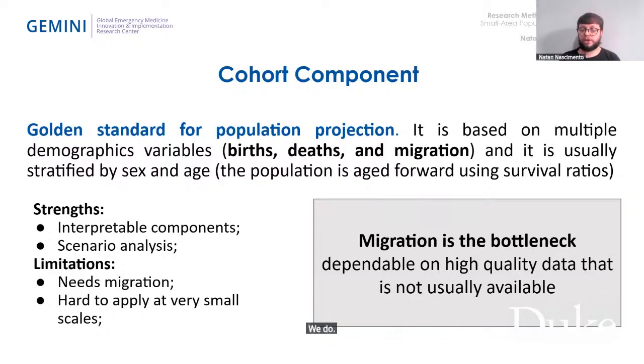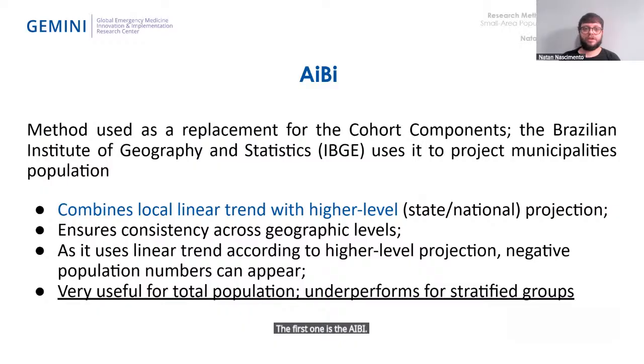We do. We actually do. There's two methods that we can apply to do something similar to the cohort component, but using less data. The first one is the AIBI. This is a replacement for the cohort components. And see, replacement does not mean identical. I'm not using any of the demographics here. But what I'm doing is I'm using a higher level population to project a small area population. So I'll project the population of Durham based on the population of Durham County.